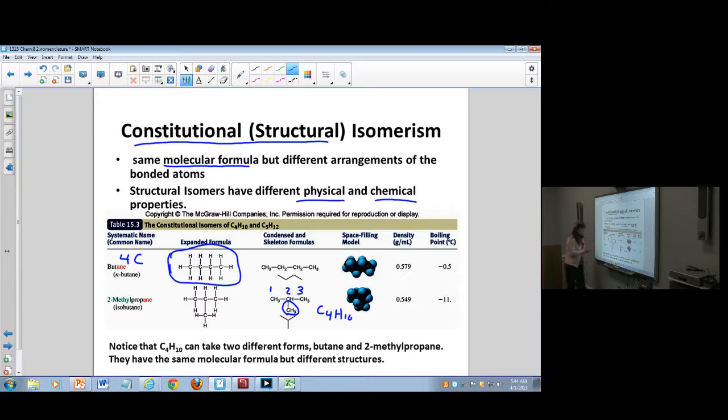I want you to notice that the prefix tells us that we have a 1-carbon group attached to our 3-carbon chain. So it's a methyl group, and in this case, this methyl is bonded to carbon 2. So 2-methylpropane. That's how you're going to name these kinds of things. We've looked at those before.